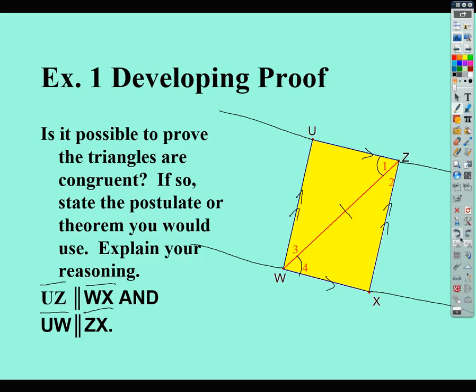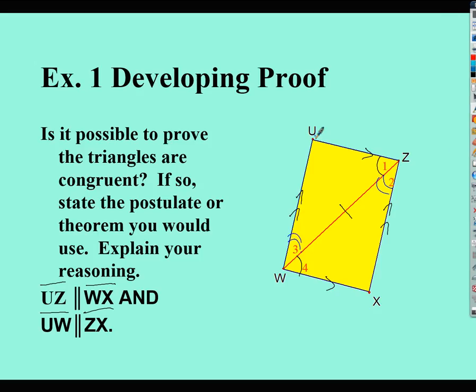Any other angles that we could get? 2 and 3. Yeah, we get 2 and 3, can't we? And same deal. If we just extend the other set of parallel lines and the transversal, now we can see that 2 and 3 are alternate interior angles, right? So is that enough information?